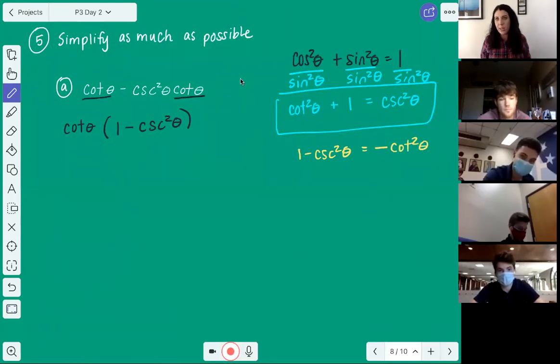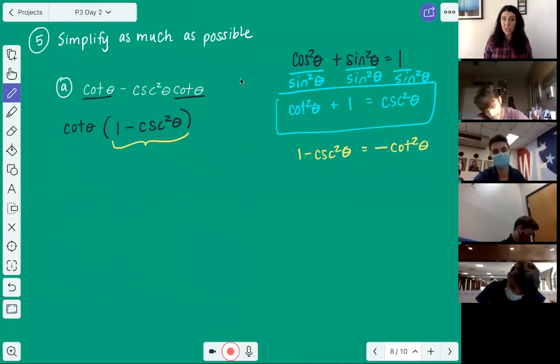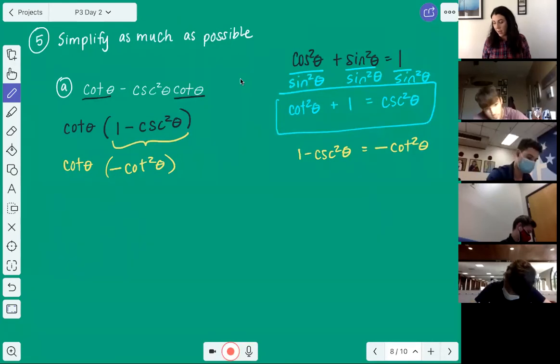Again, I don't expect you to memorize this one, but we need to be able to manipulate that equation. So that means we can replace 1 minus cosecant squared with what that's equal to, which is negative cotangent squared theta. So now I have negative cotangent squared theta times cotangent theta. Julian, what would that be equal to?